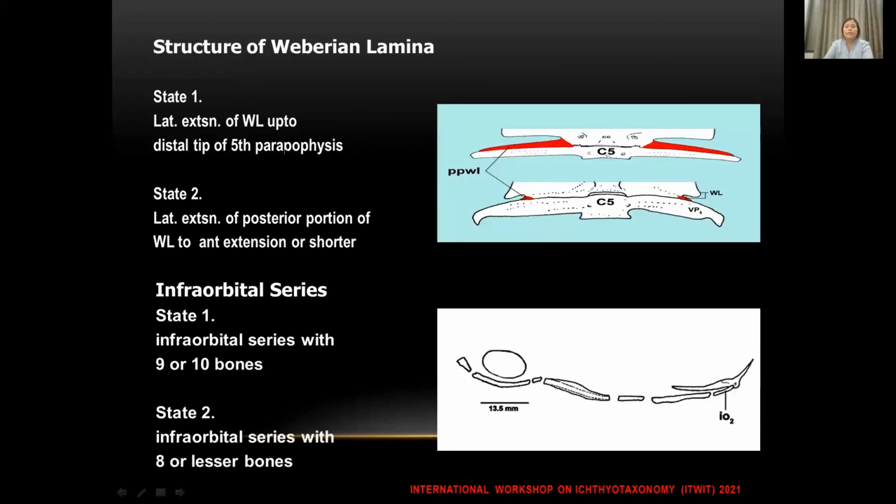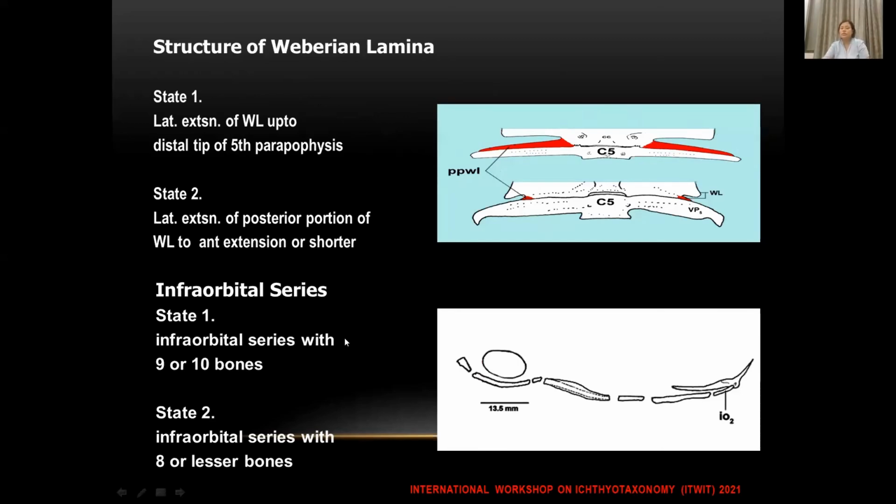Then the structure of the Weberian lamella. Here we can see the lateral extension of the Weberian lamella up to the distal tip of the fifth parapophysis, this one in red color. Then another state is where the portion is shorter. So the states 1 and 2 we can take like this.